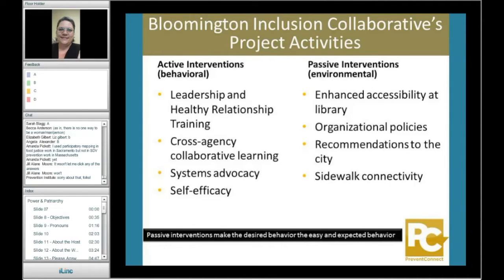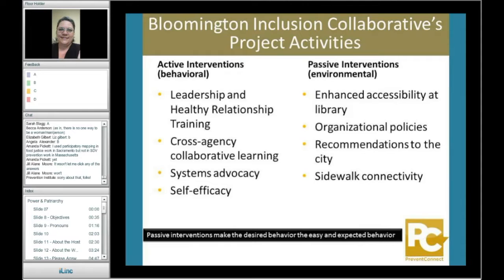So with behavior change, you have to actively engage in it all the time, and that's why it's called active intervention. So in that area, we are doing leadership and healthy relationship building for people who tend to not get access, say, to sexual education and healthy sex practices and healthy relationship skills. Something that's been really productive is the cross-agency trainings to build familiarity and competence to serve people across a myriad of differences.